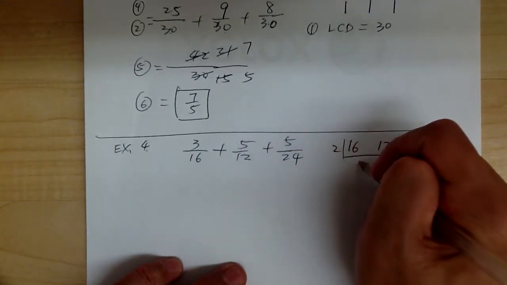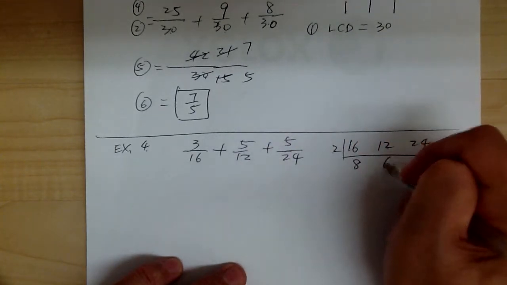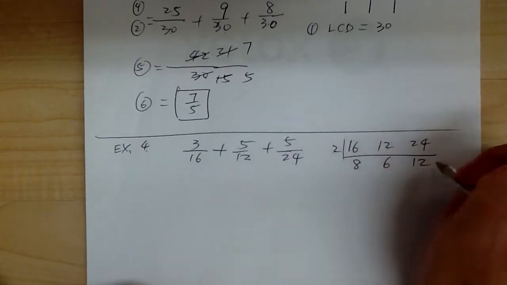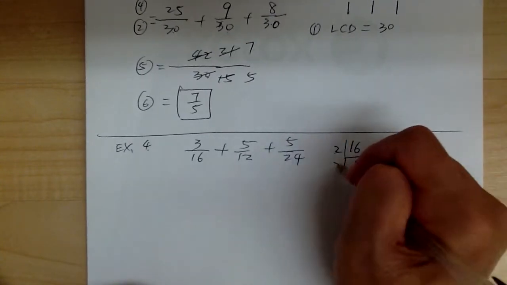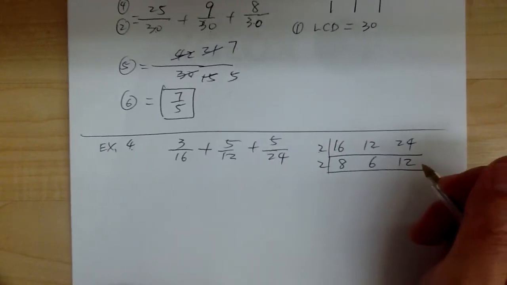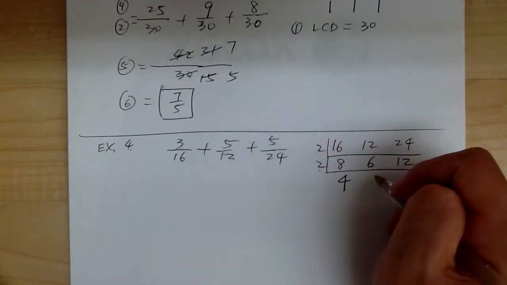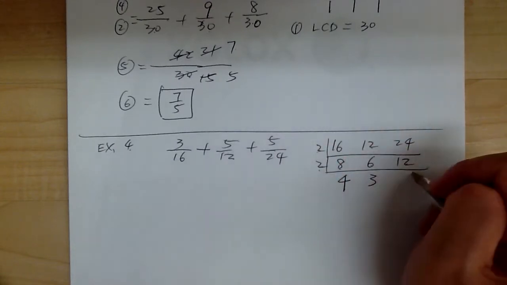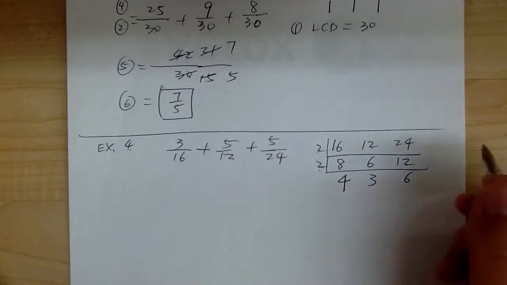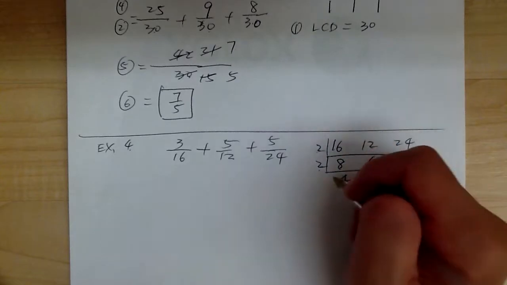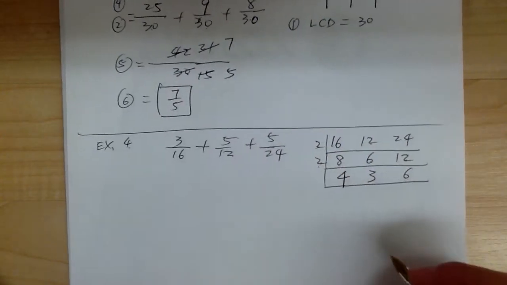So 16 divided by 2, it gives you 8. 12 divided by 2 is 6. 24 divided by 2 is 12. And you can divide by 2 again, so let's divide by 2. All these are even, right? So divide by 2, 8 divided by 2 gives you 4. 6 divided by 2 gives you 3. 12 divided by 2 gives you 6. And then you can divide by 2 again because there are 2 evens over here. As long as two numbers can divide, you can go and do it.